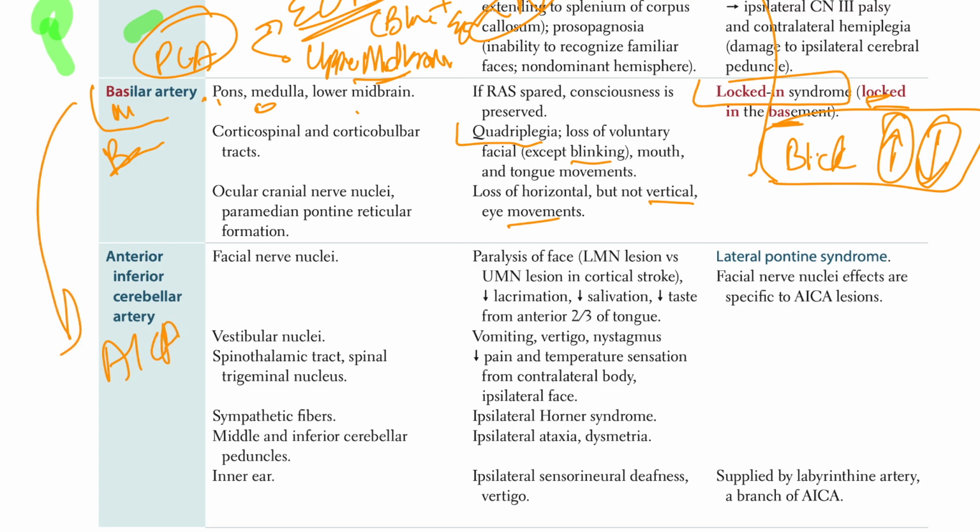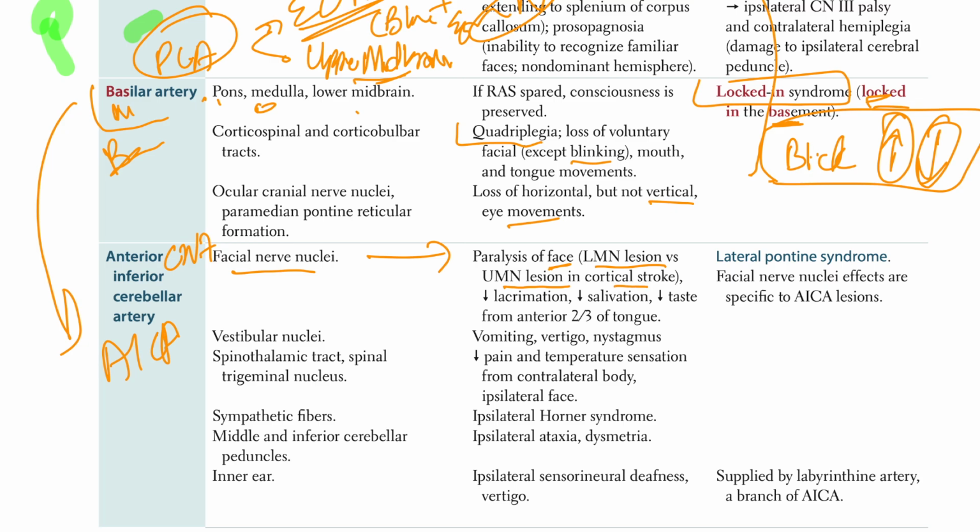ICA, let's talk about each one of the things here. The area of lesion could be in the facial nerve nuclei, which is CN7. CN7 nuclei will give paralysis to the face, right? Paralysis to the face, lower motor neuron lesion versus upper motor neuron lesion, the cortical strokes.